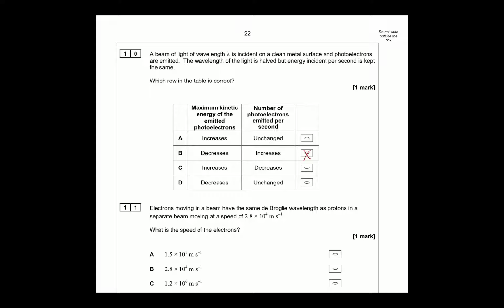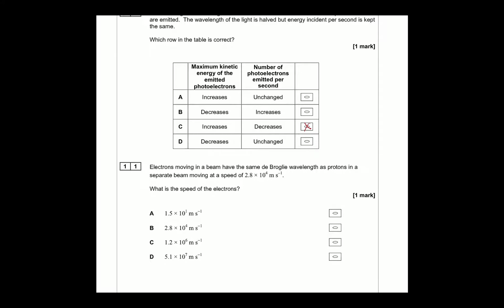Oh, what am I doing? Backwards. So wavelength is halved, which means higher frequency, which means more energy, so kinetic energy increases. And the number of electrons per second decreases, because if the energy per second stays the same, that means fewer photons per second, so fewer electrons per second. Okay.